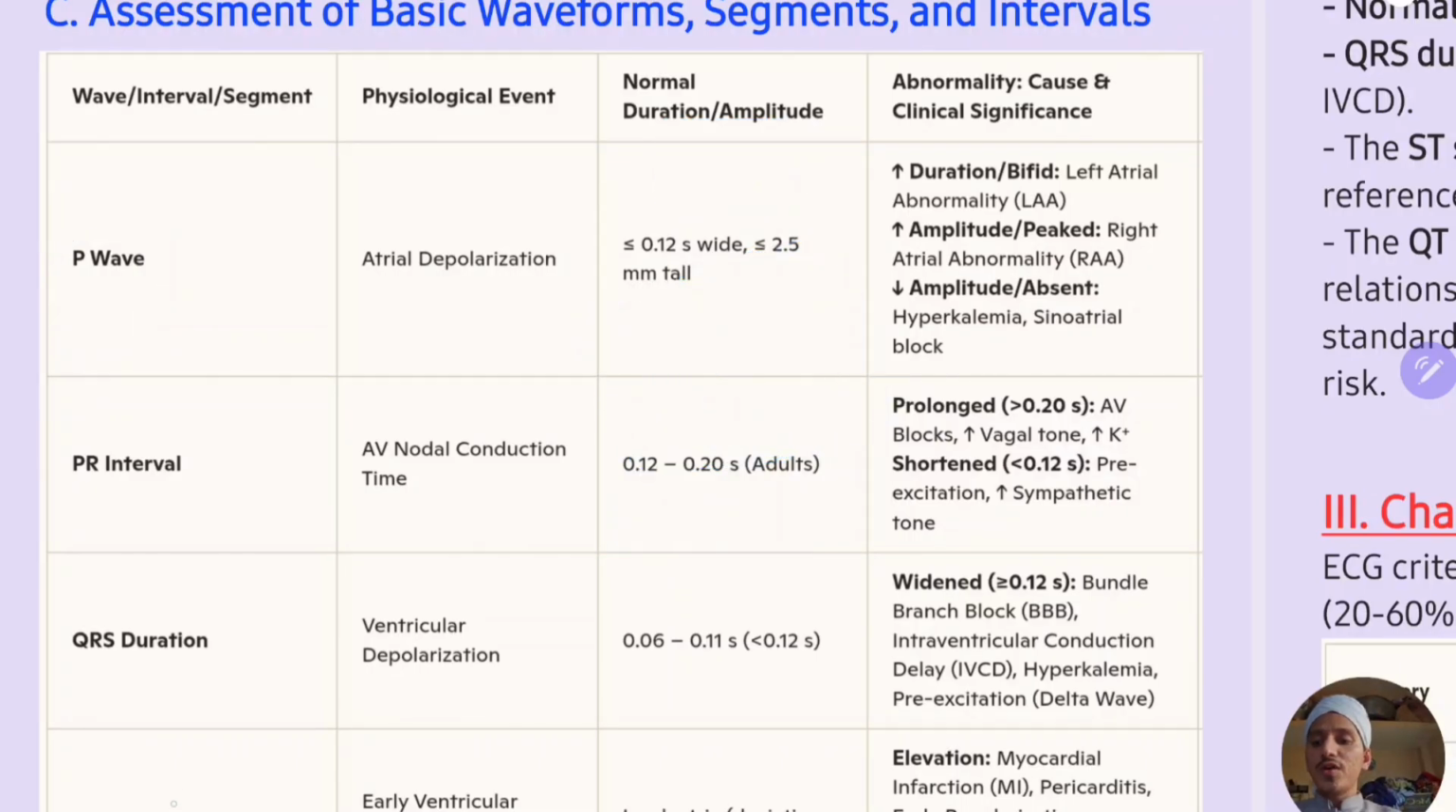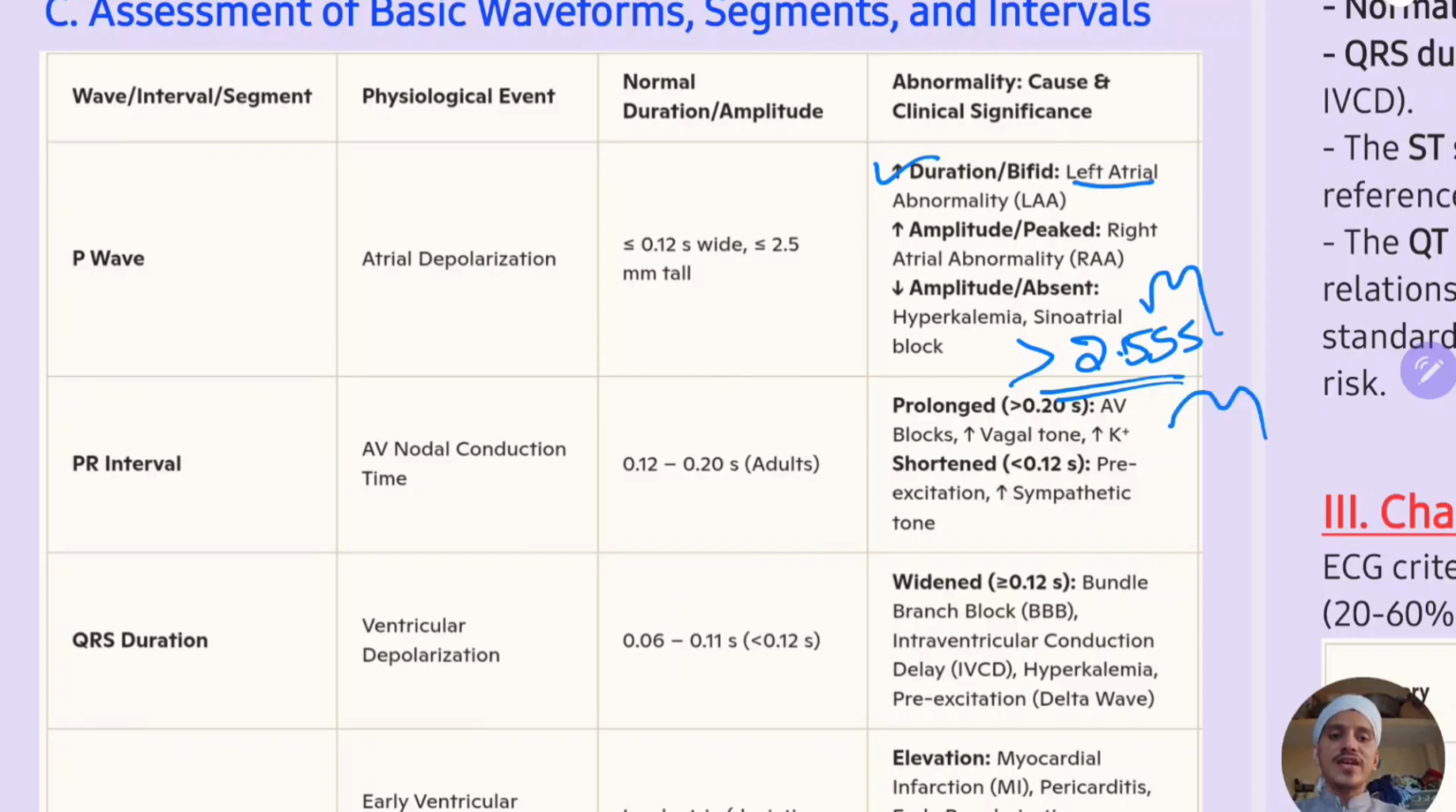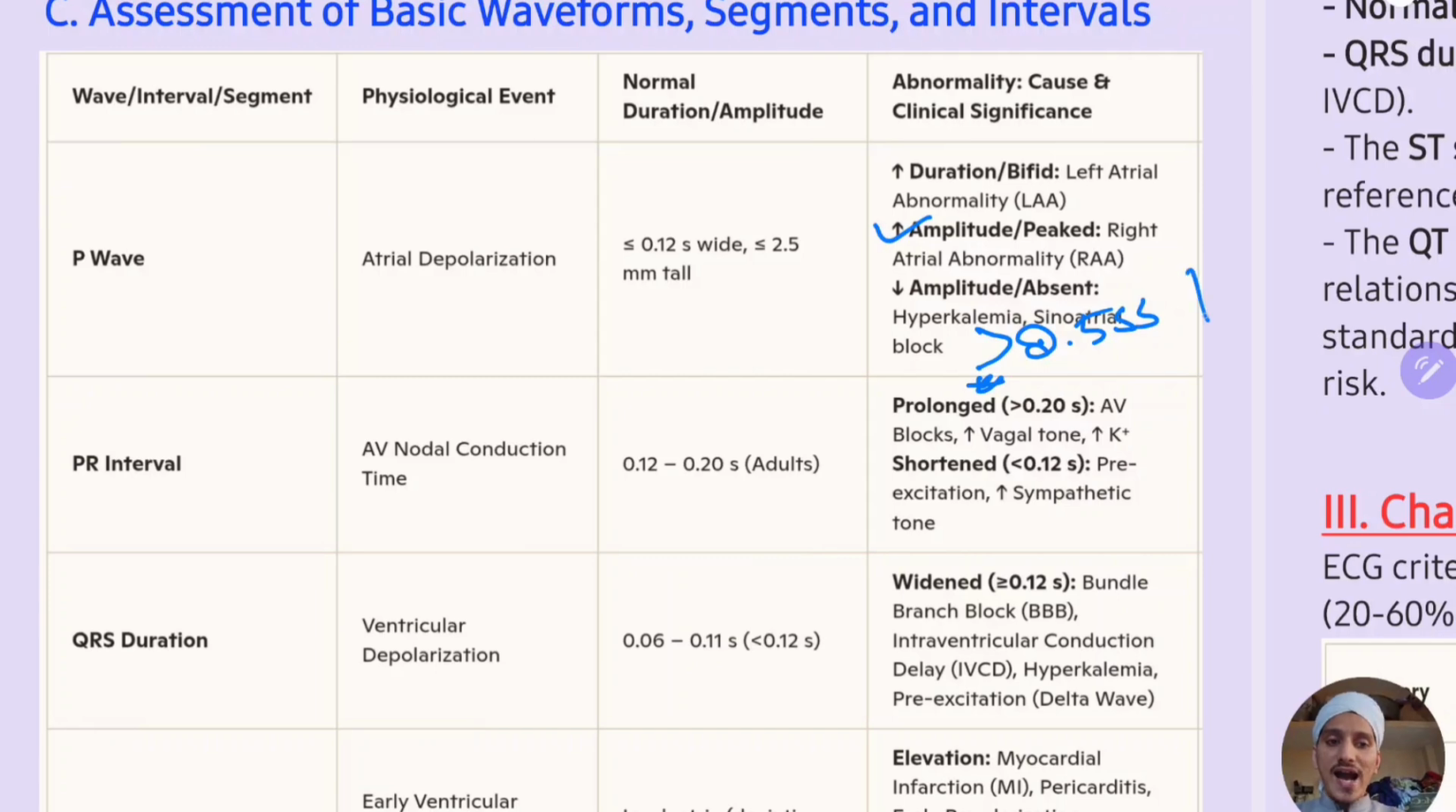Okay, so what are the abnormalities you see? Bifid or increased width of the P wave, meaning increased duration of more than 2.5 small squares, or bifid, like this. You will see this in left atrial abnormality, for example left atrial hypertrophy. Next, increased amplitude or peaked P wave, nothing but 2.5 small squares or more in height of the P wave.